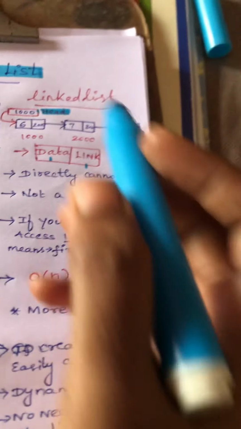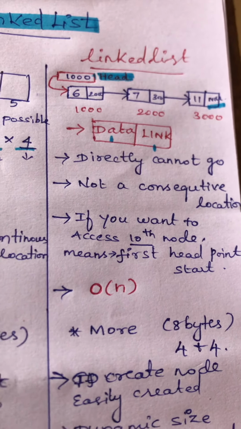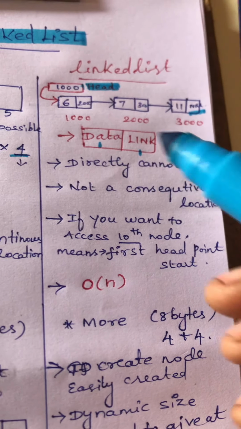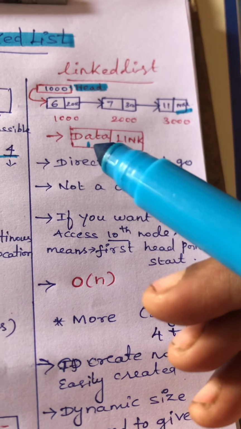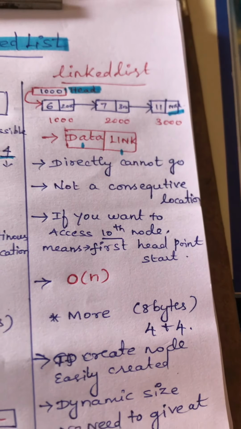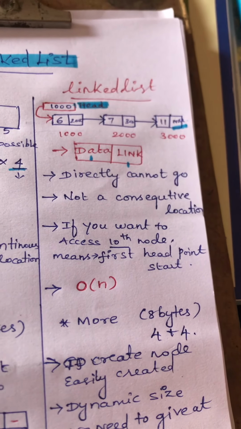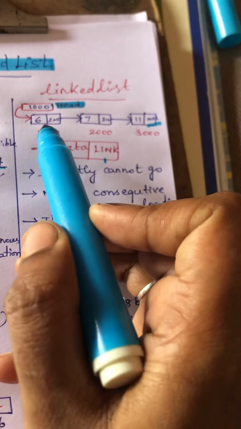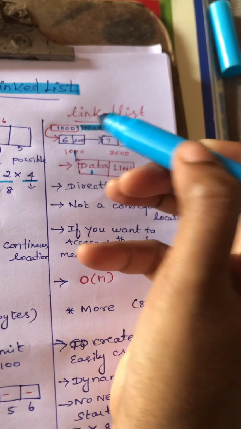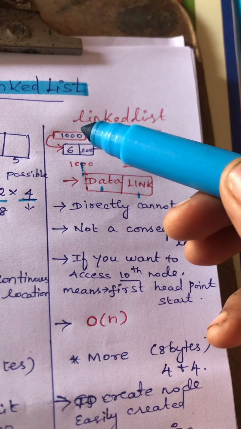In a linked list, you already know the linked list concept. A linked list is a collection of nodes. A node contains 2 parts: a data part and a link part. The data part contains the values. The link field contains the address of the next element. Here I am pointing to 1000; that is the head pointer, not a head node. Here this one is the head node, and this is the head pointer. The head pointer always points to the first address of the node. Here the first address is 1000, so the head pointer holds 1000.